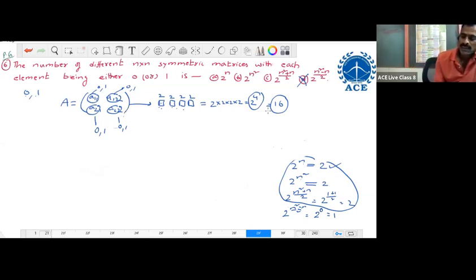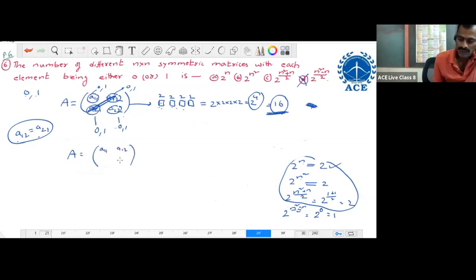First of all, this is the number of 2 by 2 matrices possible for the given two numbers 0, 1. But we require the symmetric matrices only. The condition for symmetric is A12 equal to A21. For a 2 by 2 matrix, these two should be the same. The general form of a symmetric matrix of order 2 by 2 is A11, A12, A21, A22, but A12 and A21 should be the same.